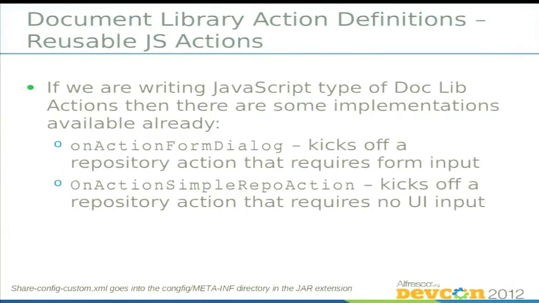So you might think, okay, is there any way that we can call a repo action without having to code too much JavaScript on the Doc Lib action side? And there are some helper JavaScript functions that we can use. So we're going to use this one here, on action form dialog. That means we want to display a form and then call a repo action with whatever data we collected. If we just want to call the repo action immediately without collecting some user information, we can use this JavaScript function. So in a lot of cases, you don't actually have to code any JavaScript.